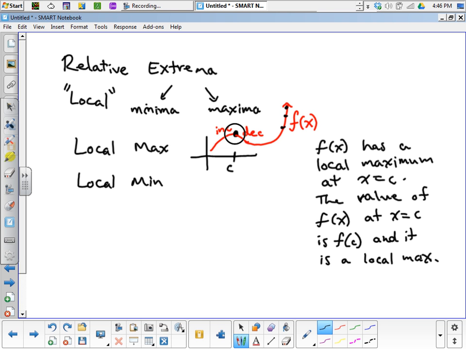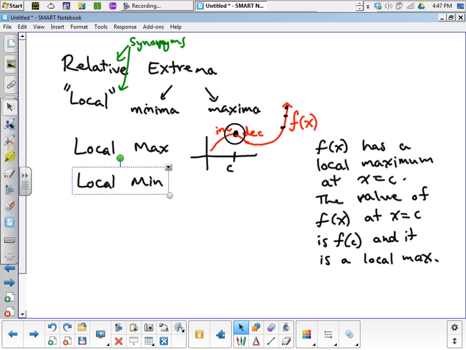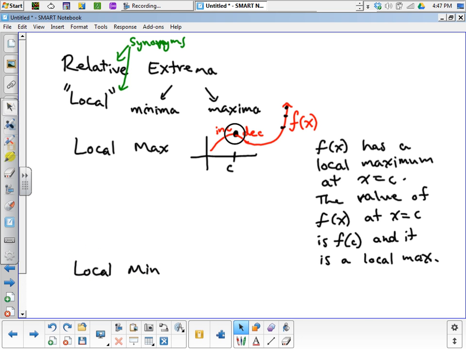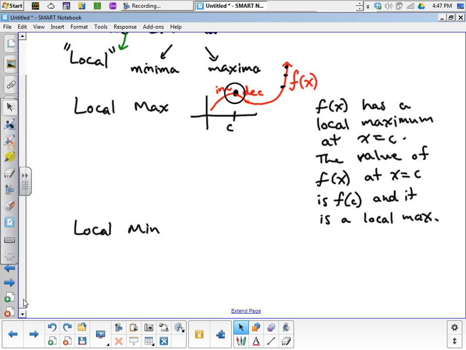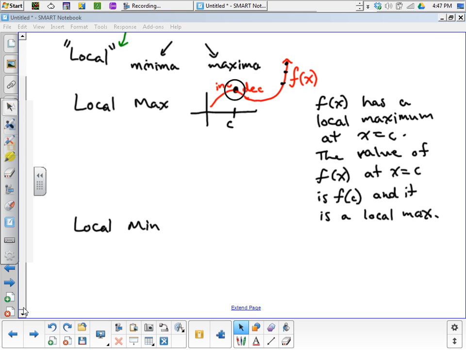I just want to say it one more time. The word local and the word relative are synonyms. I need to say this now because next year, when you're taking calculus, if you are, they won't say local, they'll say relative. All right, let's look at the minimum case. What is a minimum? Maybe you can fill it in. You can pause the video and try it yourself. It's not hard.